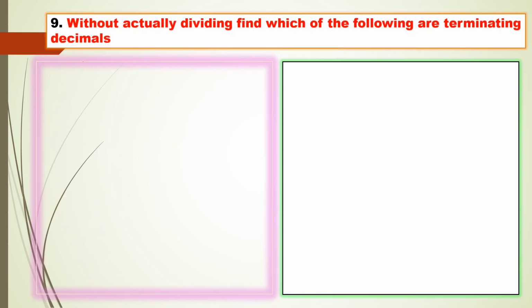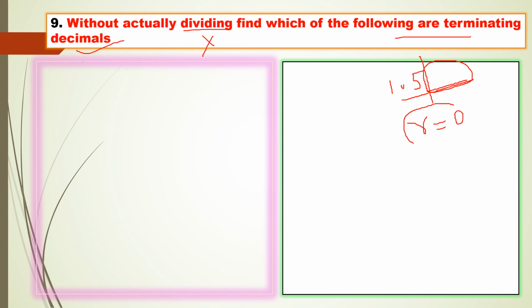Here is the next question. Without actually dividing, means you should not use the division method here. Find which of the following are terminating decimals. Terminating decimals means there should be no continuation of the digits after the decimal, like 1.5. It should stop at a certain point, which means it should give remainder 0. But how will we get this remainder? By division only. But here he mentioned not to use the division method. We should not divide it.